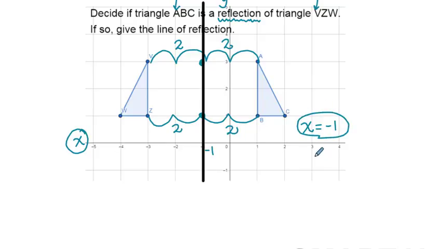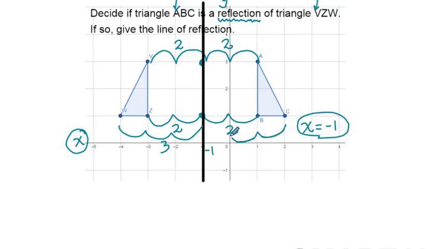Now, we're not totally done with this one yet. We didn't check our last 2 points because guess what? If one point is different from just one other point, they're not going to be reflections. So we have to check, is W the same distance to the line as C is to the line? So let's go ahead and count. 1, 2, 3 boxes.